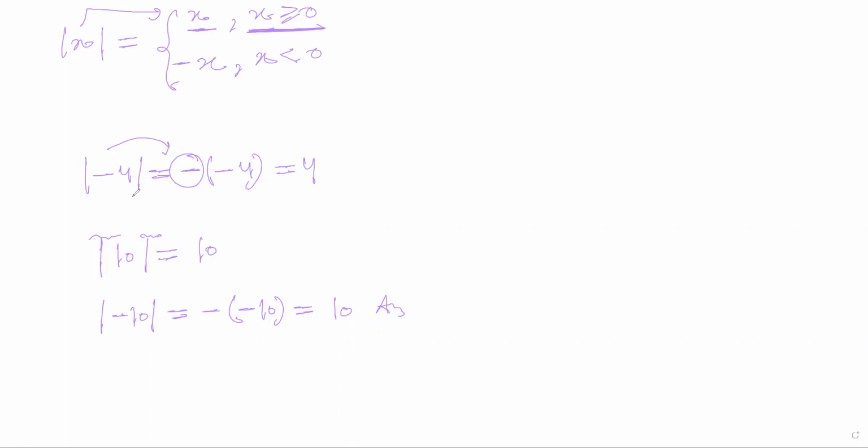Now apply this rule. Let's apply this here first. First rule is, if the number inside is positive, so the number inside is positive 10, then the answer is the number itself. So the answer is 10. But if the number inside is negative, let's say this -4, then the answer would be negative of that number. That is 4. So this is how your modulus function is designed.